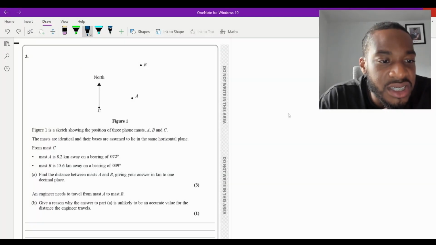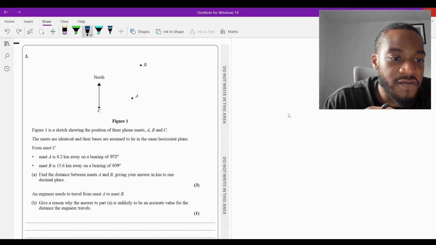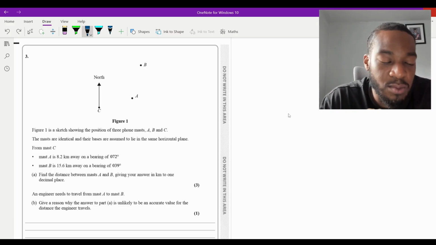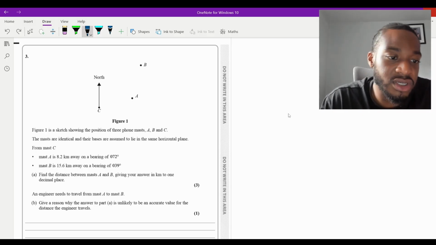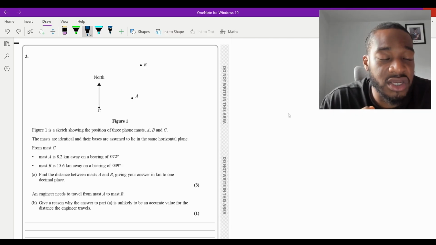Okay, question 3 says, Figure 1 is a sketch showing the position of three phone masts, A, B, and C. The masts are identical and their bases are assumed to lie in the same horizontal plane. From mast C, mast A is 8.2 kilometers away on a bearing of 72 degrees. Mast B is 15.6 kilometers away on a bearing of 39 degrees. Part A says we need to find the distance between masts A and B, giving your answer in kilometers to one decimal place, for 3 marks.